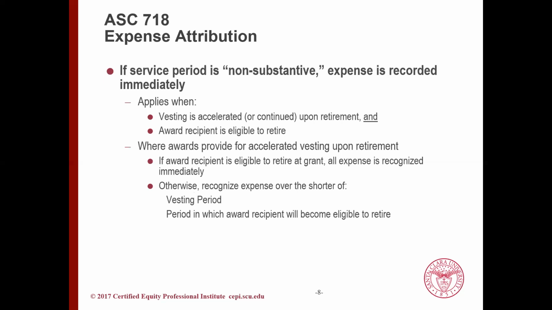For example, when provisions are made to employees who will become eligible for retirement before the stated vesting period is complete, the expense should be recorded over the shorter of either the stated vesting period or the period in which the employee becomes retirement eligible, which may be at the grant date or at a date after grant but before the stated vested period ends. These non-substantive requirements can lead to varied recognition periods for the accounting expense, even though you may have a fixed grant date fair value. So now let's look at an example on the next slide for another expense attribution concept.